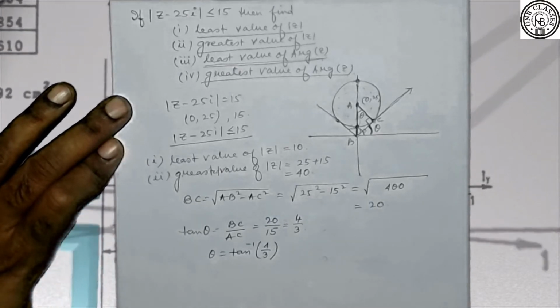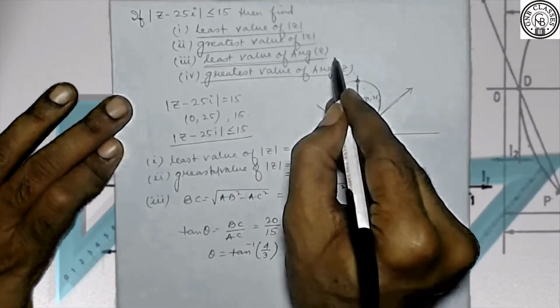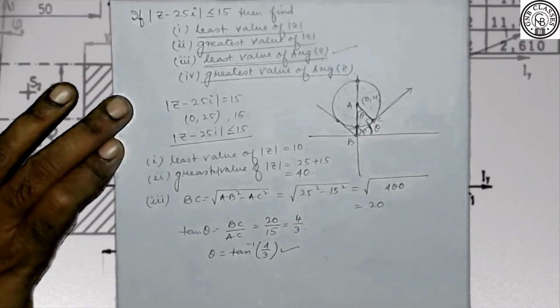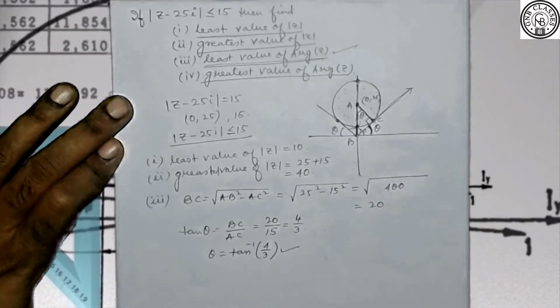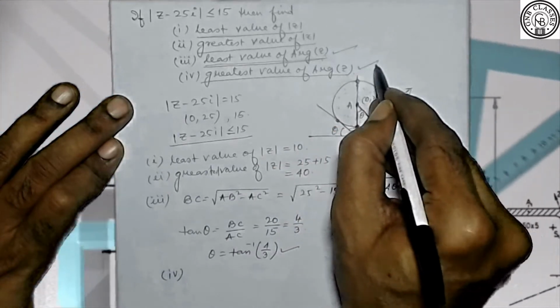As simple as that. Therefore, the least value of argument of z is nothing but tan inverse 4 by 3. Is it clear? If this angle is theta, then this angle is also theta. Now we are trying to find out the greatest value of the argument z.